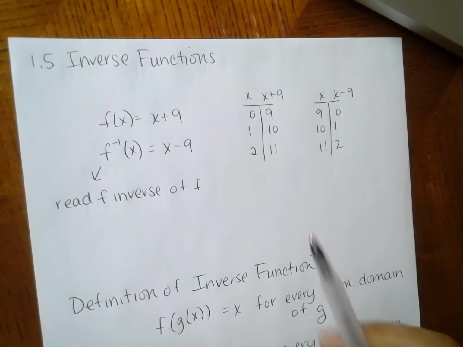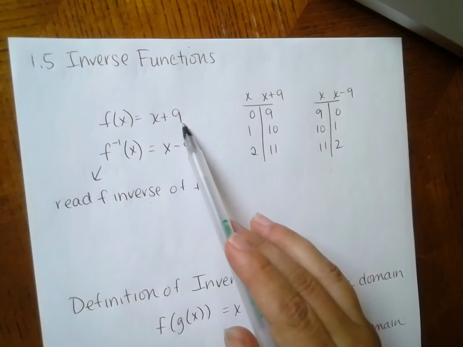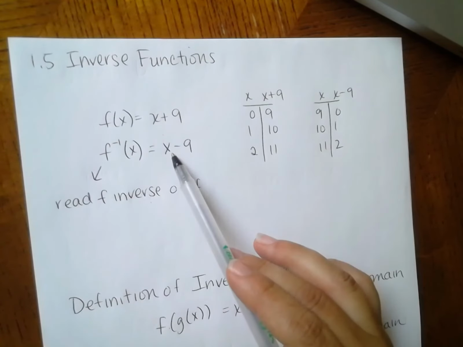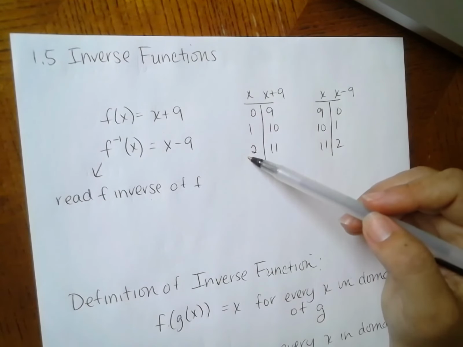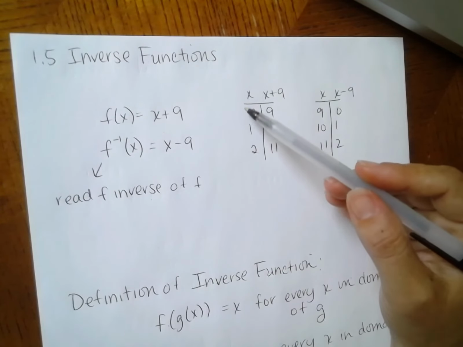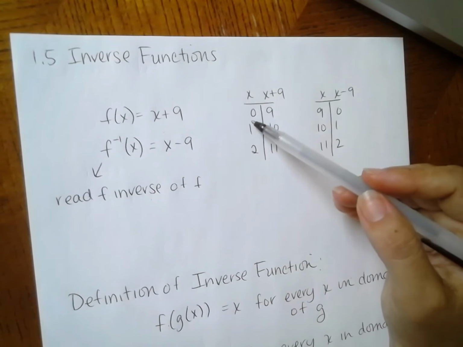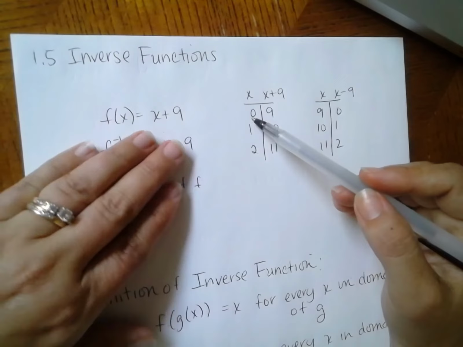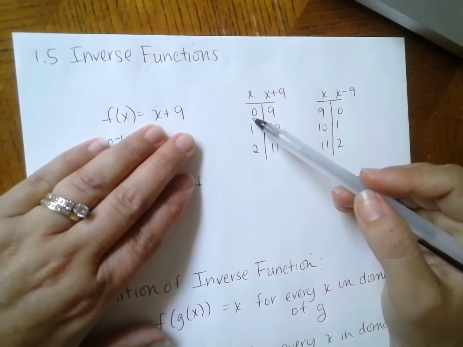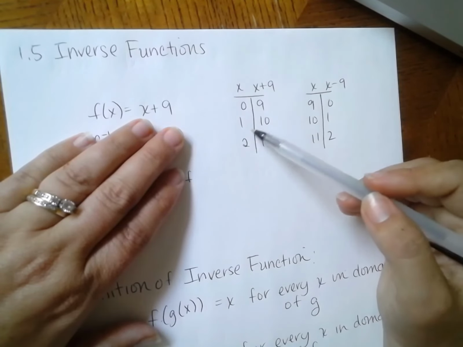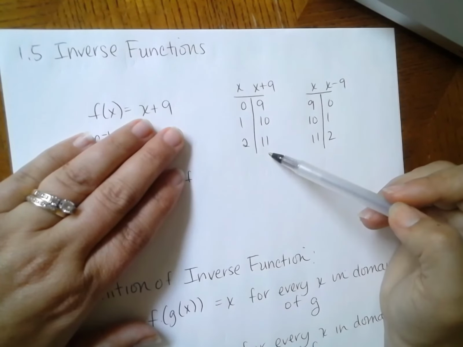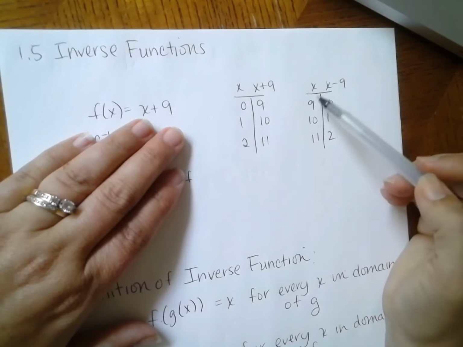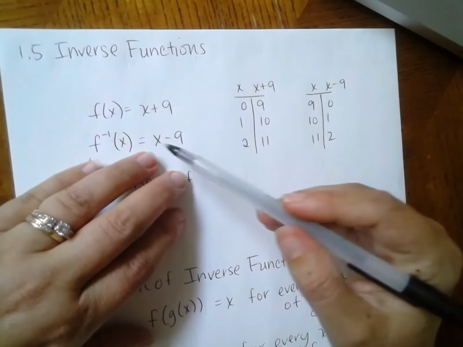So if I have a function that adds 9 to x, then I can find a way back by subtracting 9 from x. For instance, let's take a look at a few values. If I plug into my f, x plus 9, and when I plug in 0, I get out 9. If I plug in 1, I get out 10. If I plug in 2, I get out 11, right?